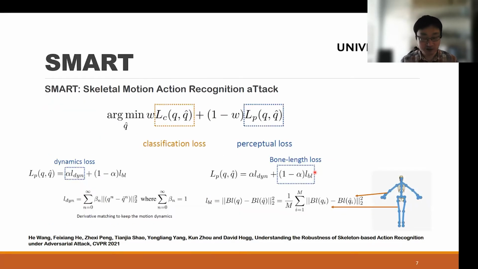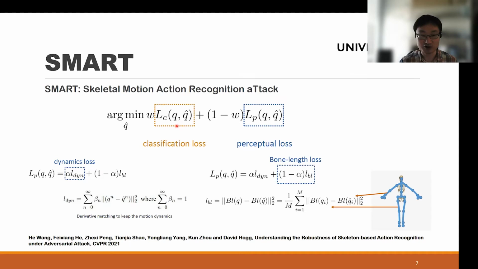So very briefly, okay, we call it SMART. It's a cheesy name, but it's very memorable. We call it SMART, called a skeleton motion action recognition attack. Okay, so when we compute the adversaries, we essentially do optimization.